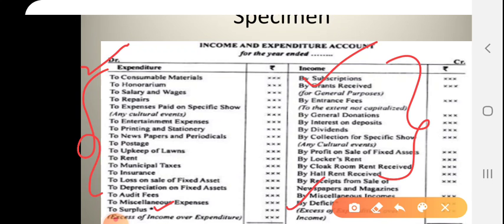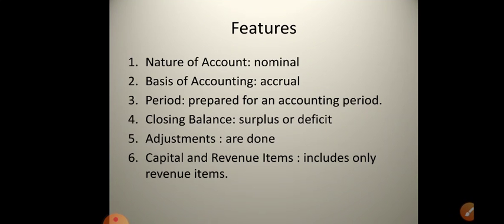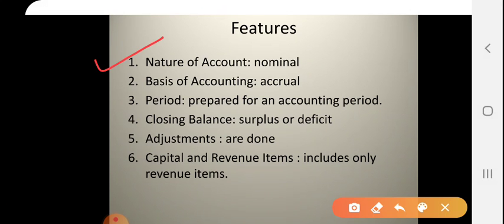Now one more thing I want to tell you: there is a difference from your receipt and payment account. So what is the difference here? We can know in features. The first thing is that the nature of income and expenditure account is nominal. It is known as a nominal account because it includes income and expenditure. The second is that the basis of accounting for income and expenditure account is accrual basis.